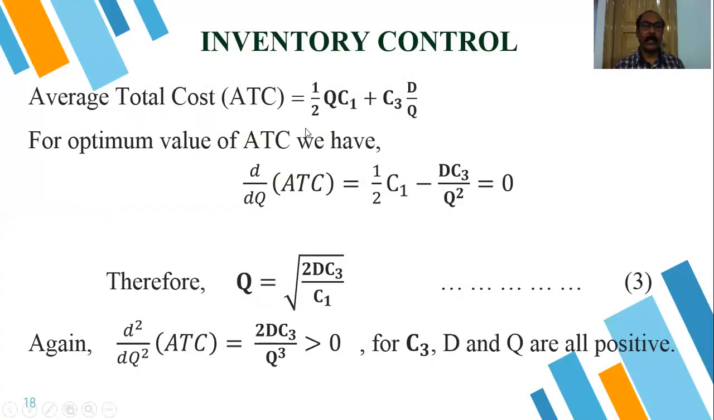Average total cost ATC is equal to half QC1 plus C3 D by Q. That is the previous relation. For optimum value of ATC, we have differentiation. We are finding the Q. We can find out also with respect to the T also. But here we try to find out with respect to the Q. That is the optimum value of Q. So we are differentiating with respect to Q.